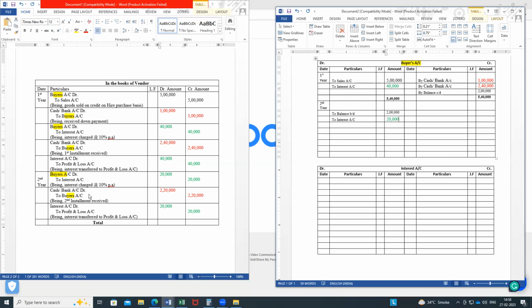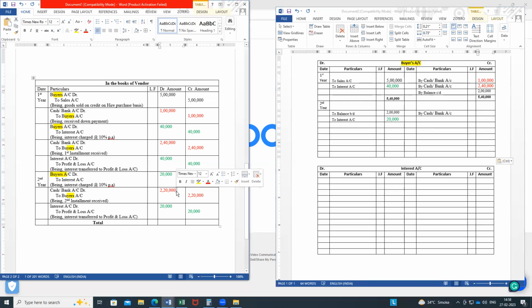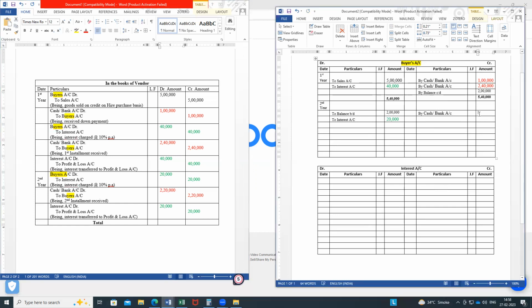And the next entry is cash or bank account debit to buyer's account. To buyer's account means we have to do it at the credit side. We have to pass the entry at the credit side, so to buyer's account, and the debit entry is cash or bank account. So it is cash or bank account debit to buyer's account. And what is the amount? It is 2,20,000. Okay. Now, is there any other entry that we could see?